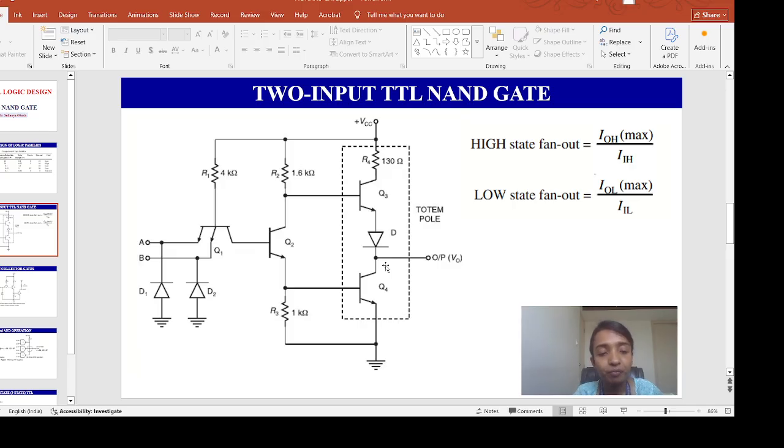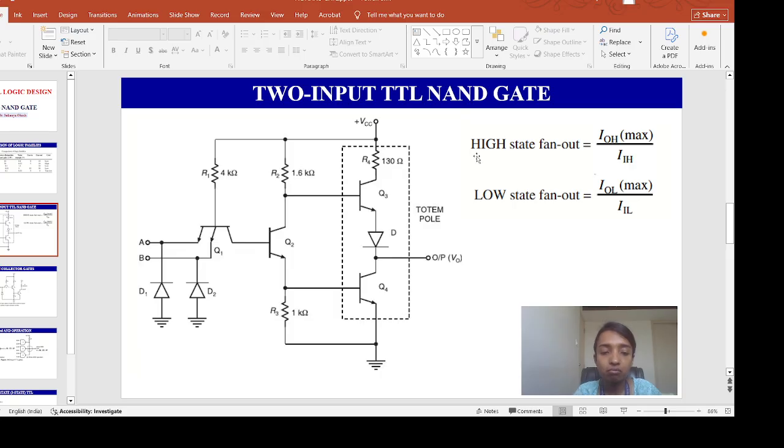Okay. Now, Q4 is the current sinking transistor or the pull-down transistor, because it brings the output voltage down to the low state. We have seen when Q4 is on, my output is low. Q3 is called the current sourcing transistor or the pull-up transistor, because it pulls the output up to the high state.